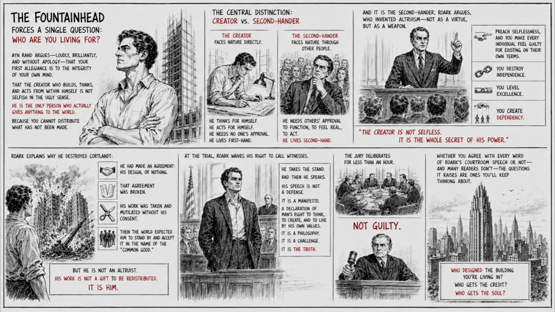The novel is also a profound warning about the second-hander's power. Toohey doesn't win in the end, but he almost does. And the tools he uses are everywhere. Guilt, altruism weaponized, the elevation of mediocrity, the destruction of standards. Rand wants you to recognize them, whether you agree with every word of Roark's courtroom speech or not, and many readers don't. The questions it raises are ones you'll keep thinking about.